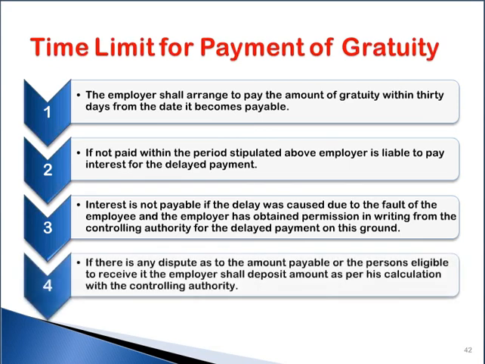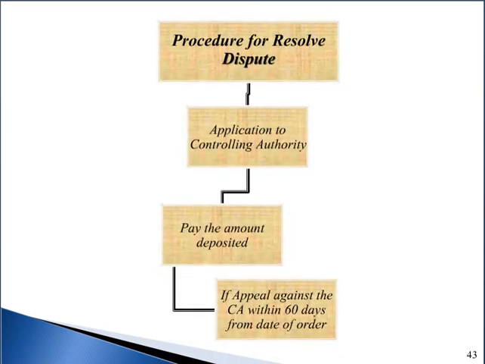If there is any dispute as to the amount payable or the person eligible to receive it, the employer shall deposit the amount as per his calculation with the controlling authority. The Act has a specific dispute resolution mechanism. It states that an application has to be made to the controlling authority, the amount has to be deposited, and an appeal can be made against the controlling authority's order within 60 days if the aggrieved party doesn't agree with the decision given by the controlling authority.